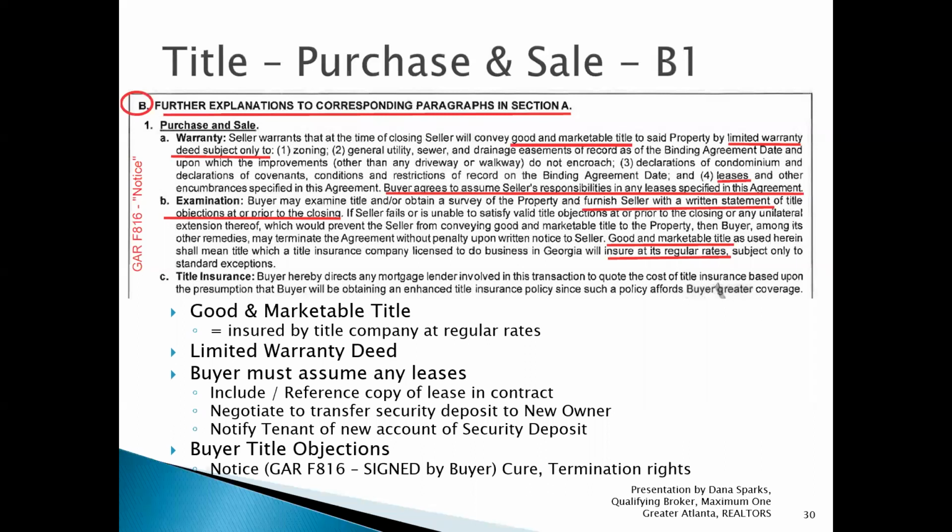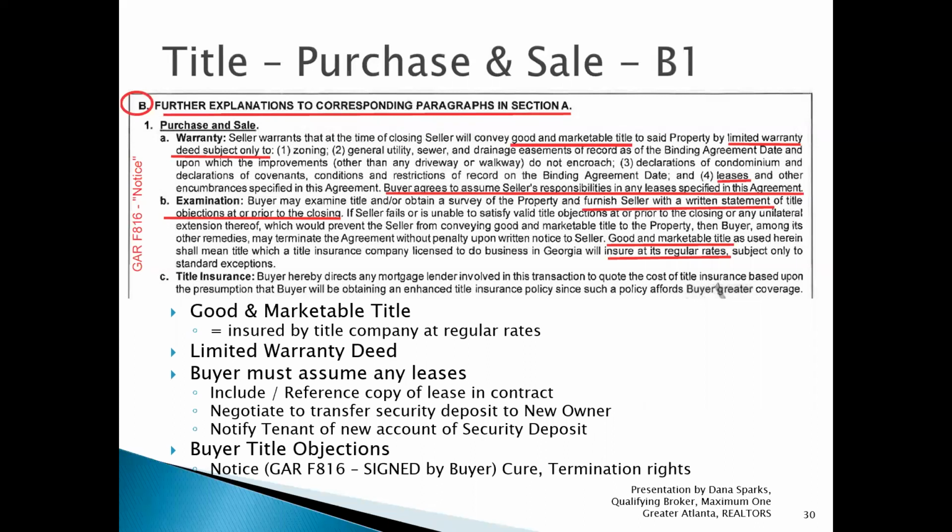You guys, the easiest way to think of the contract is it is a set of instructions. It is a set of instructions on how to get from offer to closing. It's instructions for the brokers. It's instructions for the buyer. It's instructions for the seller. It is instructions for the closing attorney, and it is instructions for the lender. So you need to follow the instructions.